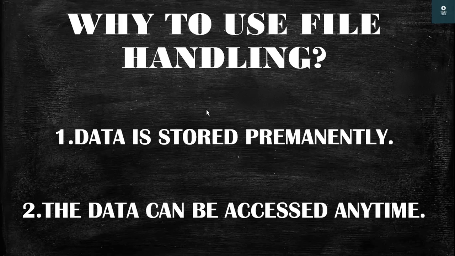So in order to save the data permanently, to access the data afterwards, you have to store the data inside a file, and that file is stored inside the hard disk. Now a hard disk is a permanent memory, therefore it can be accessed afterwards. So this is the basic thing: using file handling, the data is stored permanently, and the second thing is the data can be accessed anytime afterwards.